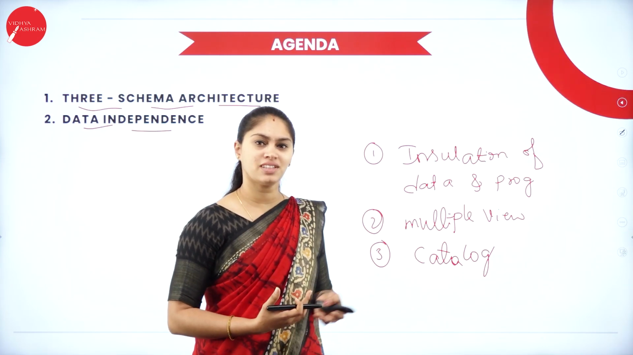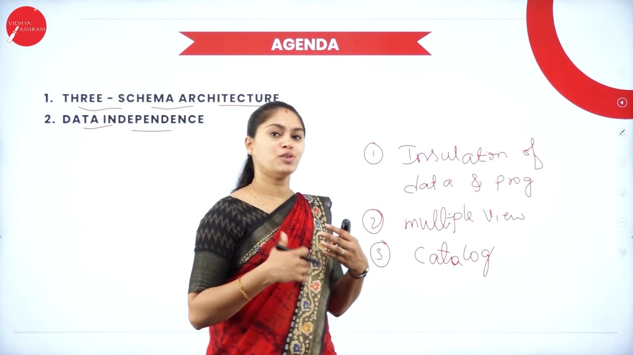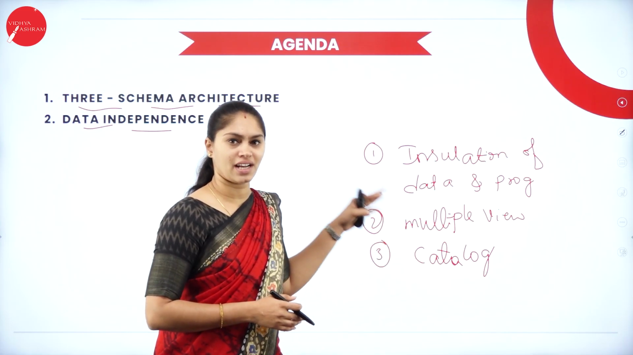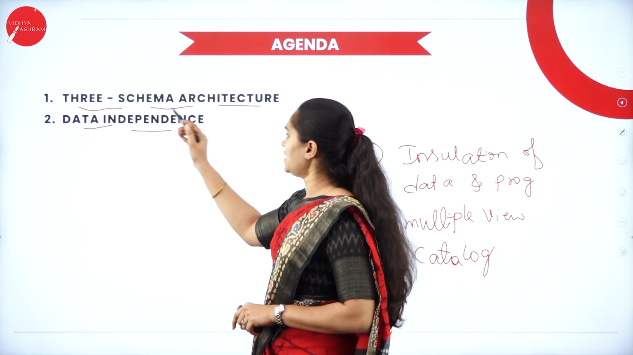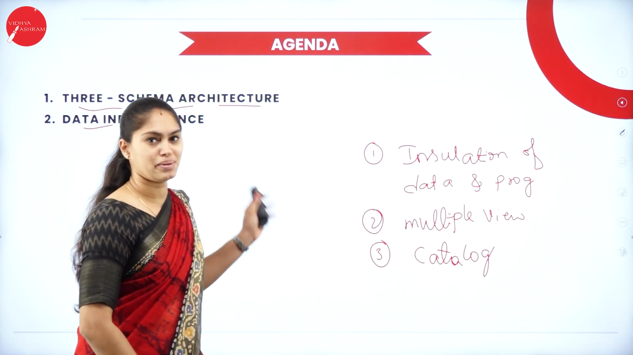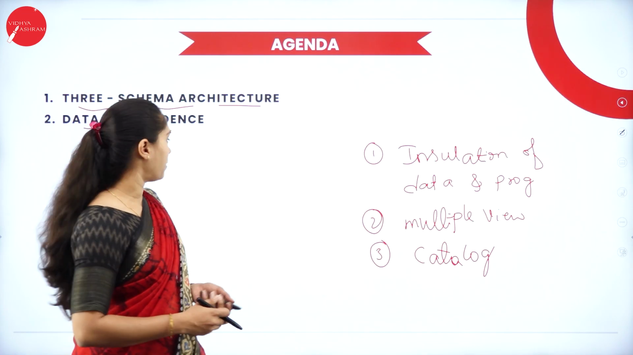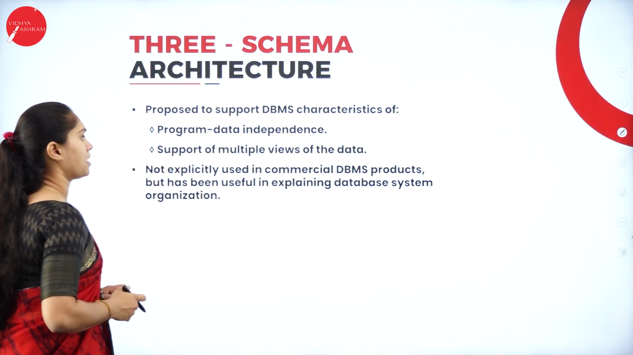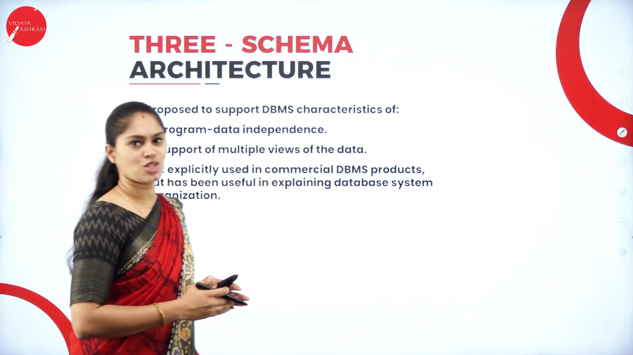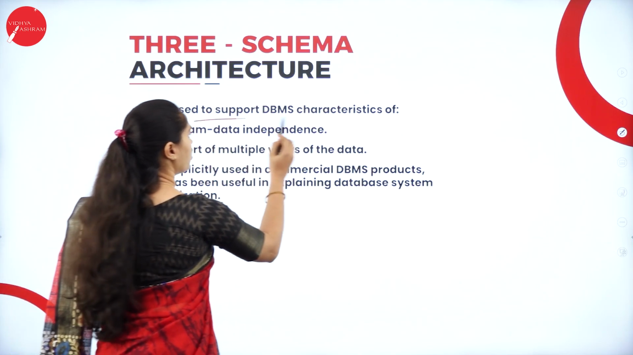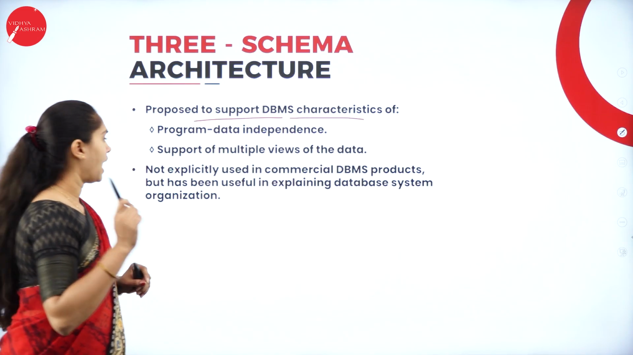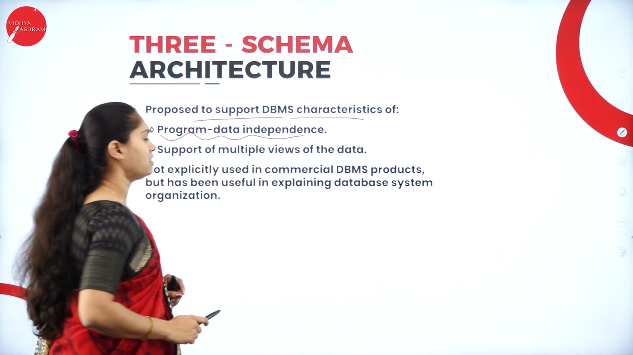In order to represent all these characteristics of a database, we are going to have this 3 schema architecture, or a 3-level architecture. Along with that, I will be discussing data independence. So now we'll see about the 3 schema architecture. As I told, in order to support the DBMS characteristics, we are going to use this 3 schema architecture. Along with that, it includes program data independence.